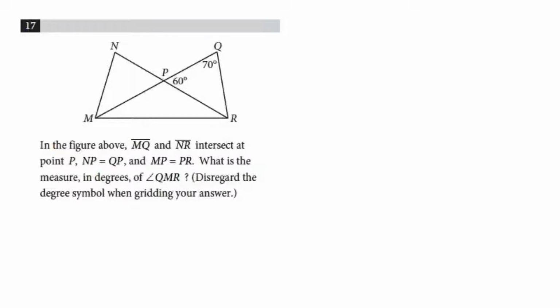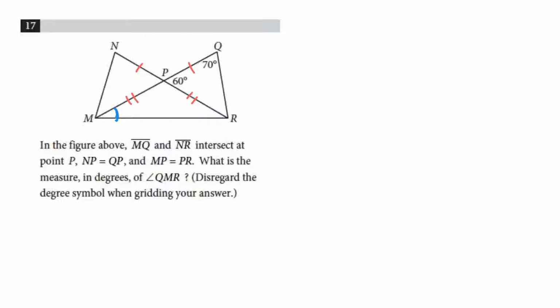17. The figure above, MQ and NR intersect at point P. NP equals QP. Let's mark this. NP equals QP, and MP equals PR. What is the measure in degrees of QMR? So we're looking for this angle right here. Disregard the degree symbol when gridding your answer.